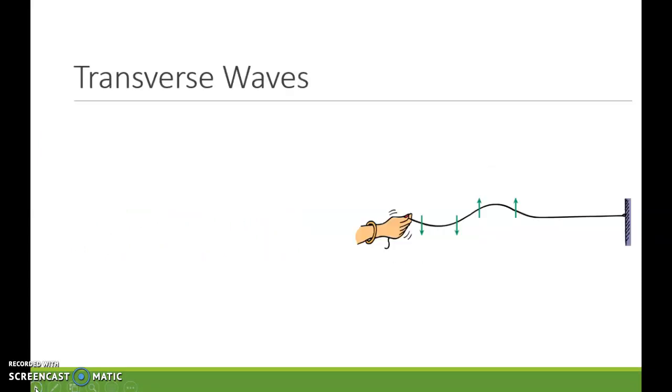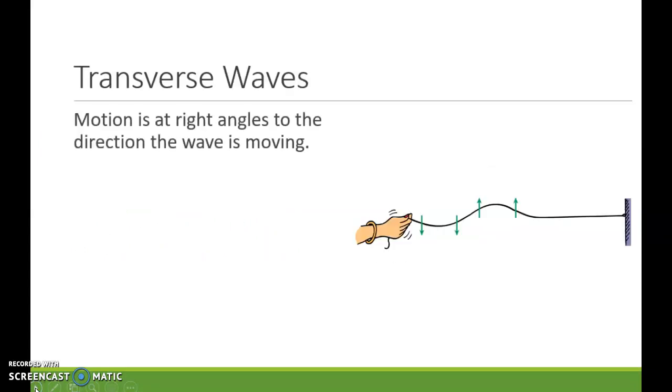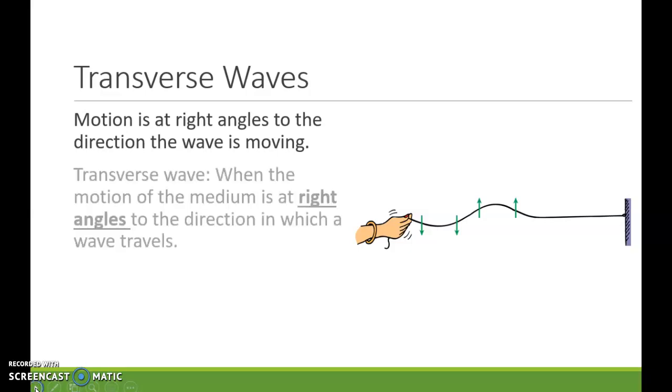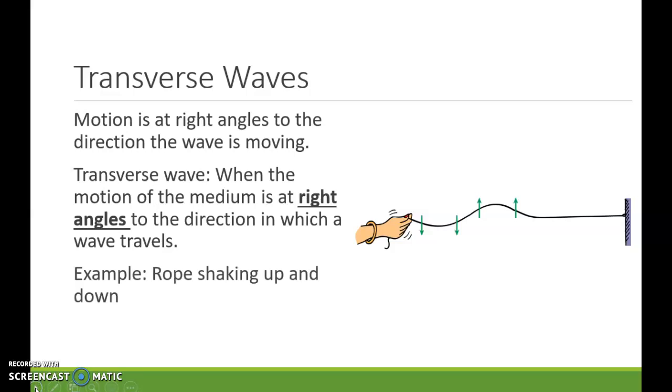That's called the medium. So we have transverse waves. They move at right angles to the direction of the wave that is moving. So if you take a string, you tie it to a doorknob, and you shake it up and down, it's going to create a transverse wave. And it moves in right angles to the direction in which the wave travels. Example, a rope shaking up and down.